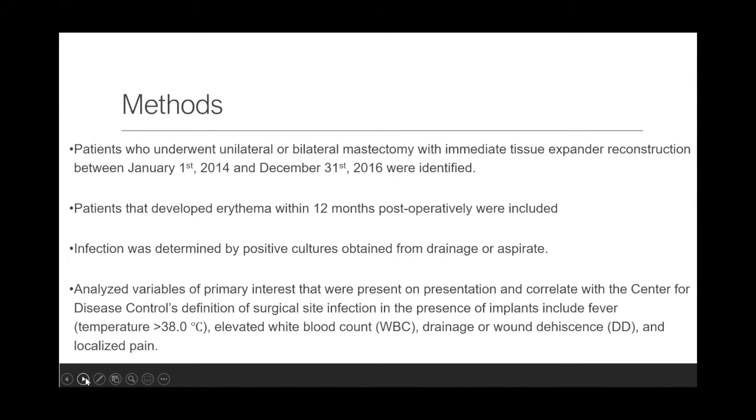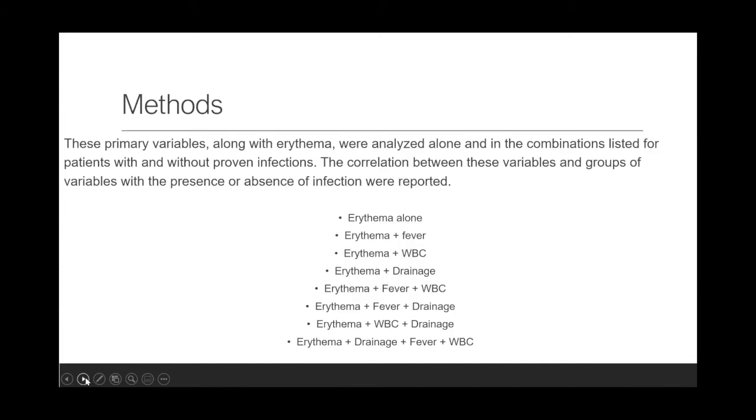We analyzed variables which were of primary interest, which correlated with the CDC's definition of surgical site infection in the presence of implants and included fever with a temperature greater than 38 degrees Celsius, elevated white blood counts, drainage or wound dehiscence, and localized pain. These primary variables of interest along with erythema were analyzed alone and in the combinations listed below for patients with and without proven infections. The correlation between these variables with the presence or absence of infection were then reported.